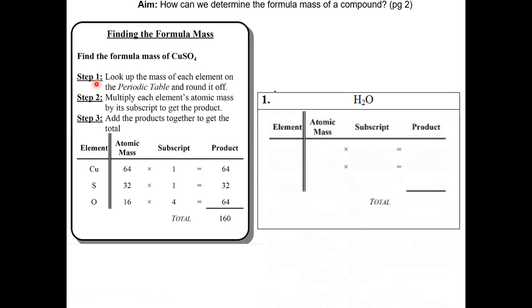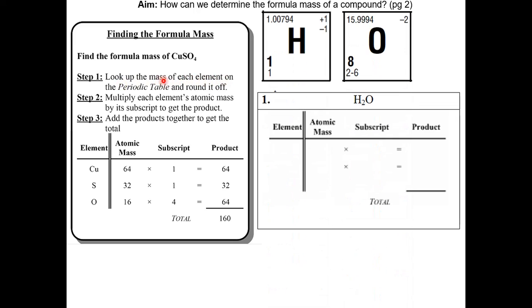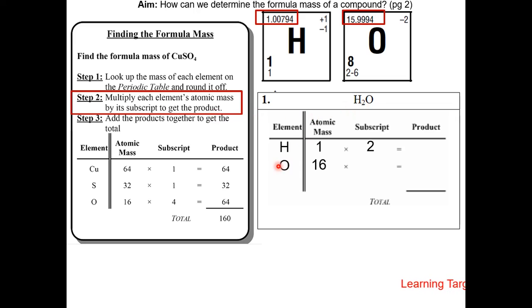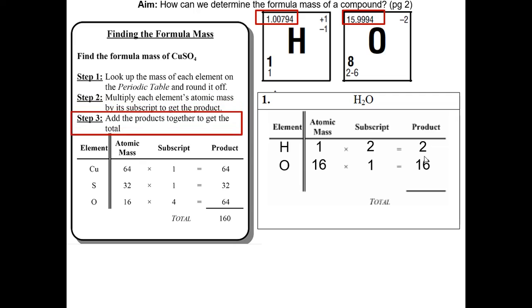So let's do another example. Here's water. The first step is to look up the mass of each element on the periodic table and round it off. So hydrogen will have an atomic mass of 1, oxygen will have an atomic mass of 16. The next step is to multiply each element's atomic mass by its subscript to get the product. So the subscript of hydrogen in water is 2, oxygen will be 1, because 1 is invisible. Then we multiply the mass by the subscript to get the product. And then for step 3, we add up the products together to get the formula mass. So the formula mass of water will be 18 AMU.